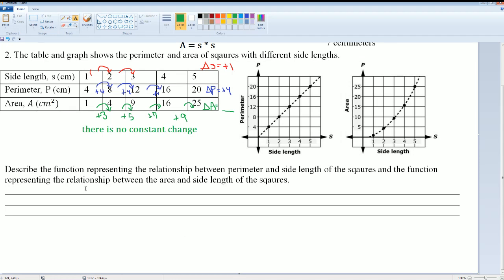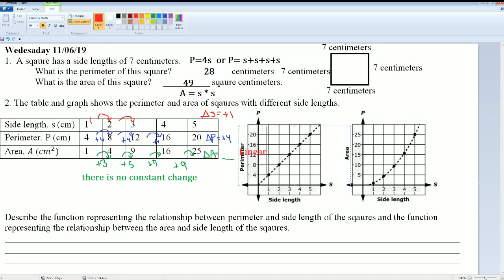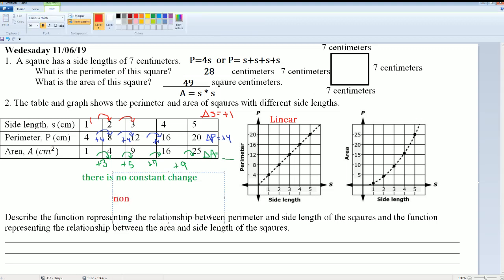So describe the function representing the relation between the perimeter and the side. Yeah, it's very simple. This one looks linear, and it is linear. It's going straight. All right. So we would say the perimeter and the side length is linear. And the area and side length, it is as simple as writing non-linear.